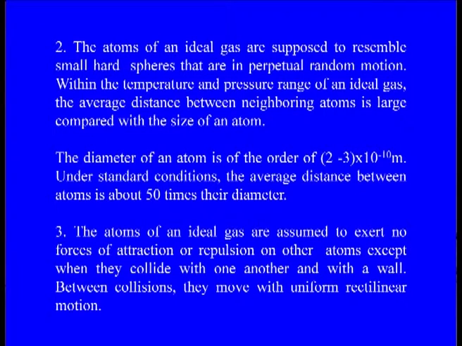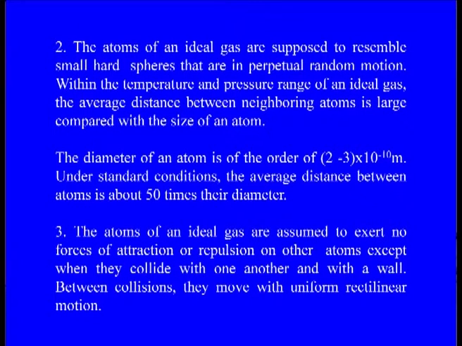Next, the atoms of an ideal gas are supposed to resemble small hard spheres that are in perpetual random motion. Within the temperature and pressure range of an ideal gas, the average distance between neighboring atoms is large compared with the size of an atom. So, this assumption justifies that ideal gas means there is no interaction among the constituents of the gas. This is justified since the average distance between the neighboring atoms is quite large compared to the size of the atom. Let us do some calculation.